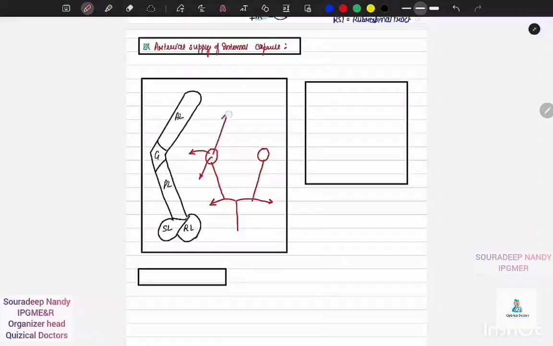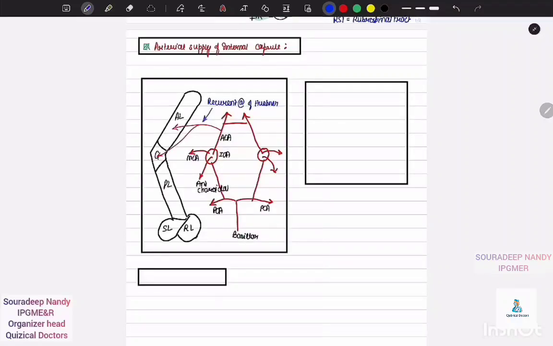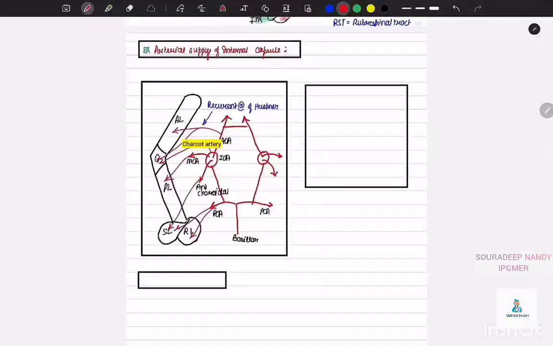Arterial supply. Here is the circle of Willis that I am drawing. Here we have the anterior cerebral artery, middle cerebral artery, internal carotid artery, anterior choroidal artery, and the posterior cerebral artery. The anterior limb and genu get their supply from the anterior cerebral artery through the recurrent artery of Heubner. The posterior limb gets supply from the middle cerebral artery by Charcot's artery. The genu also gets a supply from the internal carotid artery. The sublentiform and the retrolentiform get supply from the posterior cerebral artery. Important to note is that the sublentiform part also gets a supply from the anterior choroidal artery.